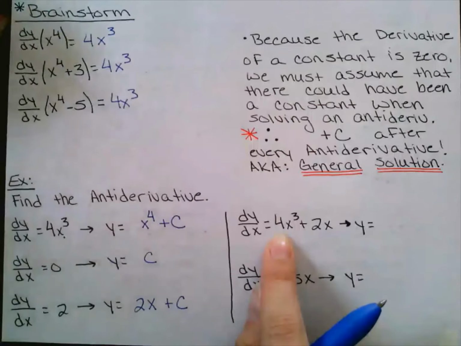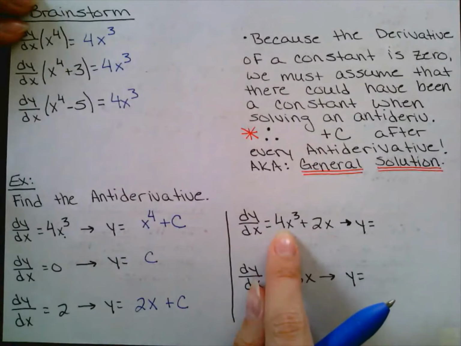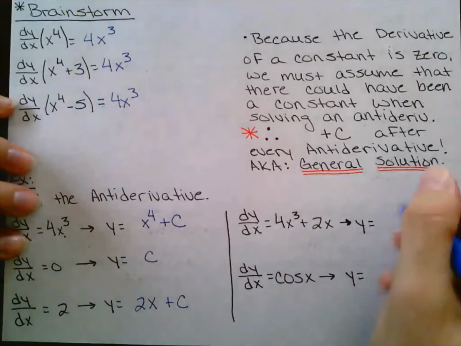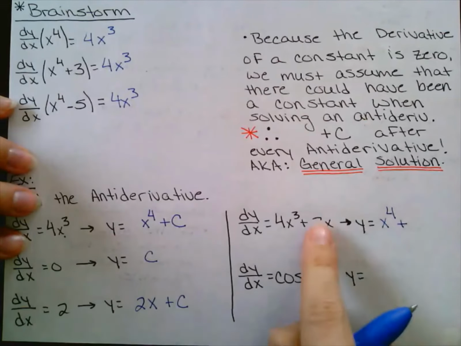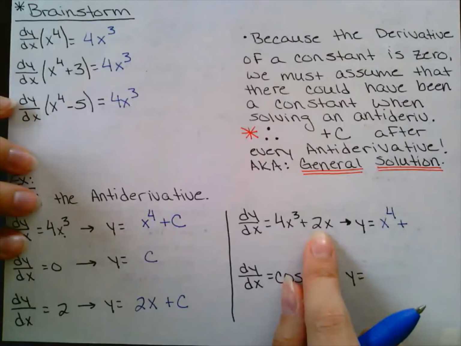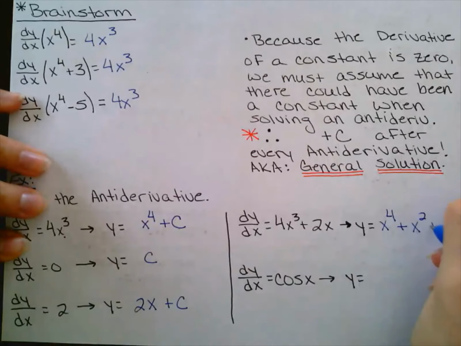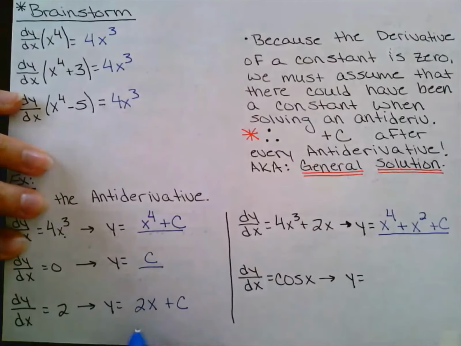Just like in derivatives, where we go one term at a time, we're going to do the same thing with antiderivatives. The antiderivative of 4x cubed, we've seen this one a few times now, would have been x to the fourth plus, what do you think gives me the derivative 2x? If I do the derivative of something and it gives me 2x, it must have been x squared, because the derivative of x squared is 2x. And again, don't forget that plus c. We always have to assume that there could have been a constant.